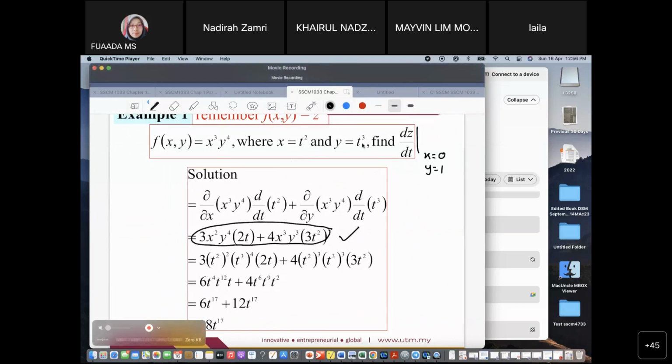Kita dapatkan 18t to the power of 17 yang kat bawah ni without chain rule. Anyone can give your opinion? Boleh ke tak boleh? Tanpa guna chain rule ni, we guna chain rule ni. Yang apa ni? F, X, XT, FY, YT tu chain rule. But can we solve this without chain rule?